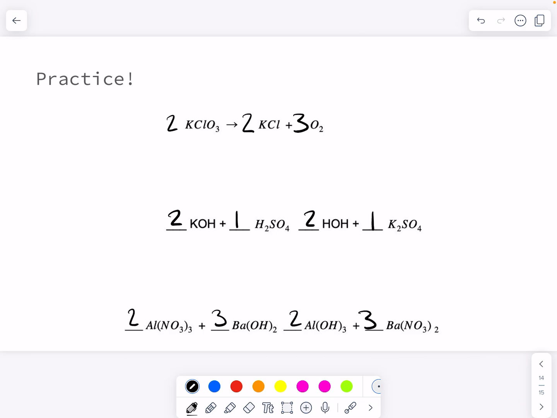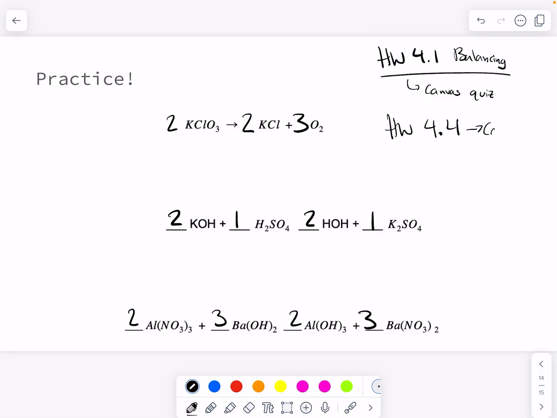Homework tonight, we have homework 4.1, which is balancing practice. Okay, that one is in your packet, but you're going to submit it as a Canvas quiz. So once again, you don't have to do it on the paper, but it just kind of gives you a place to work it out. Okay, and then we also have a homework 4.4, which is just a Canvas quiz. And that is just some questions about identifying chemical versus physical changes. Okay, should be pretty quick, so I'd get started on them now, and you should be able to get a good amount done and not have too much homework. Okay, all right, good luck.